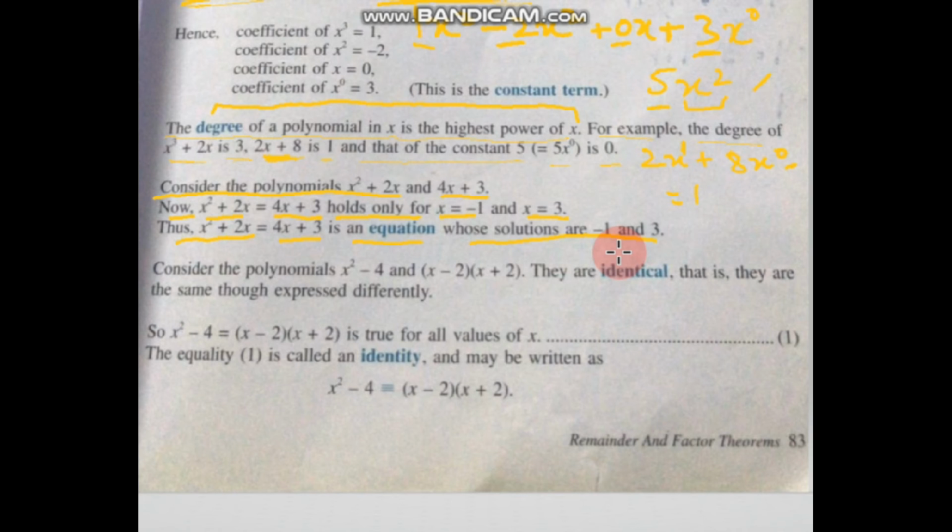So from this, what we should understand is that whenever you equate two polynomials together, this always forms an equation. So the two polynomials over here were x squared plus 2x and 4x plus 3, right? And when I have equated them together, it has formed an equation x squared plus 2x is equal to 4x plus 3. And when you solve this equation, you will get two solutions that are x is equal to minus 1 and x is equal to 3. Alright?